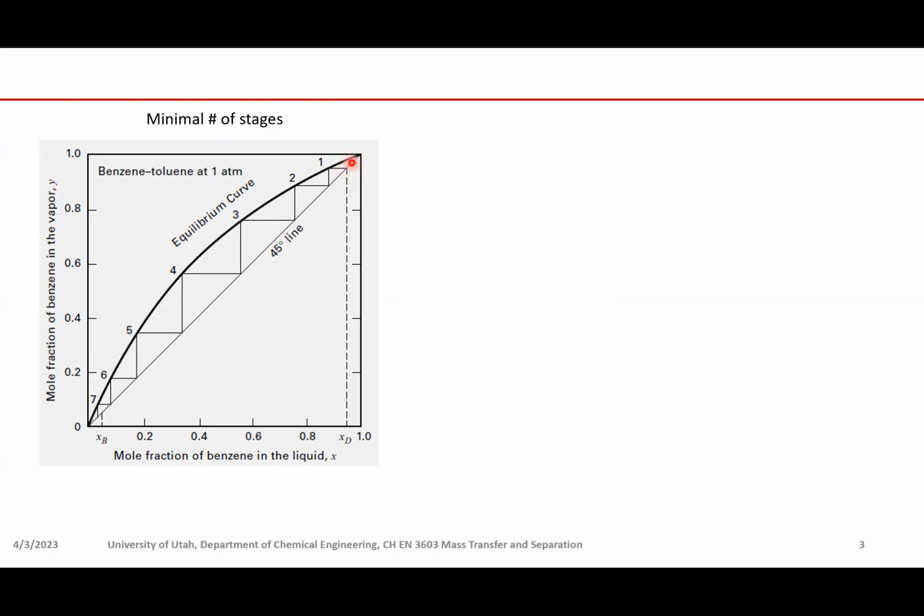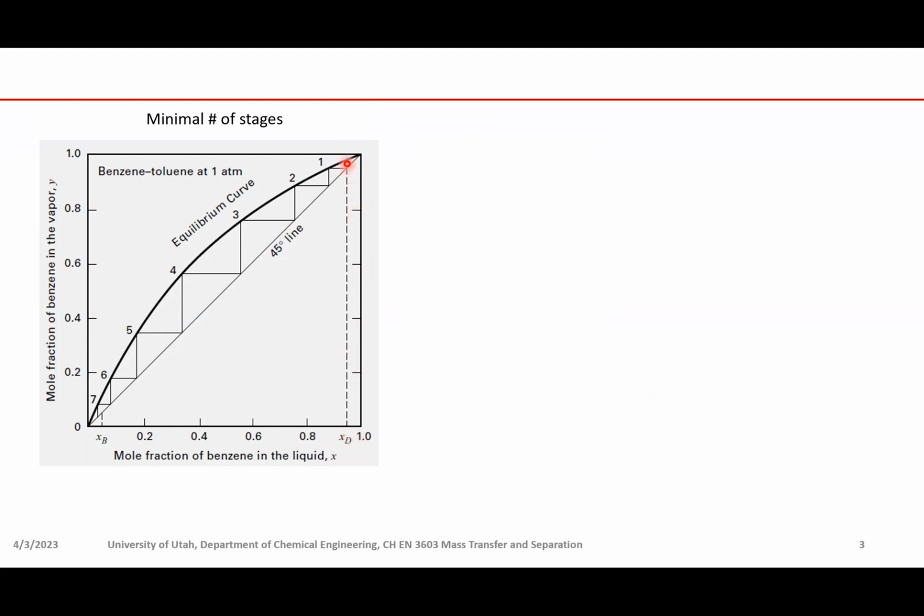So the reason we can start from that 45-degree line is that we use a total condenser, and we return the condensed vapor back to the column. So think of stage 1. Above stage 1, we have a vapor phase leaving stage 1, and we also have a liquid phase coming down and entering stage 1. They have the same composition because we have a total condenser, and this composition is the same as the distillate mole fraction.